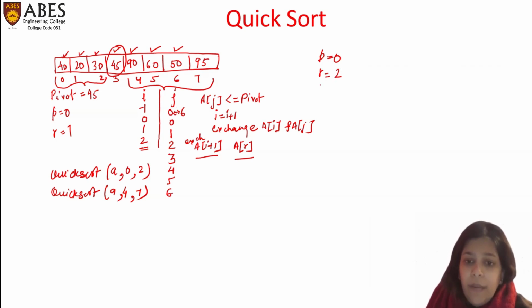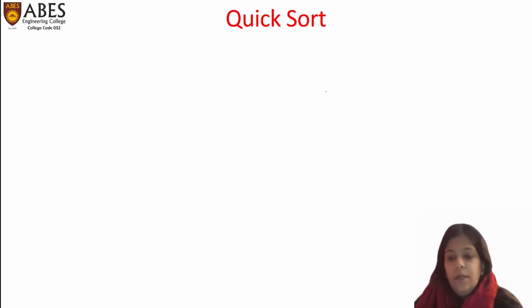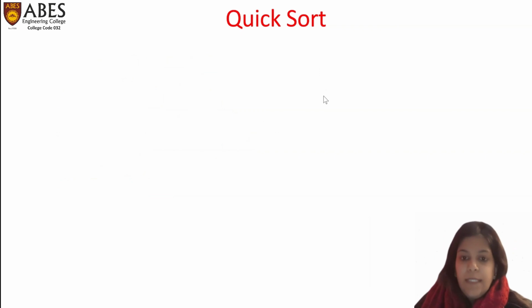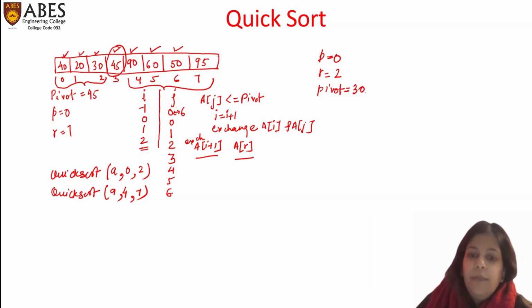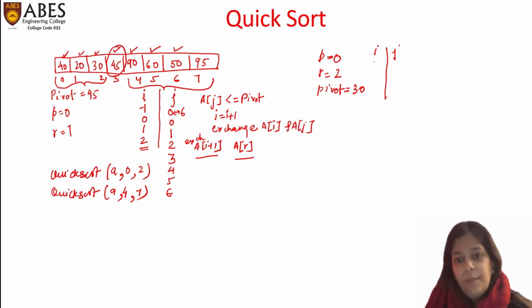And then again we have to select the pivot element, and as it was discussed, we are supposing the pivot element to be the last element. So the pivot element will have the value 30. Now again we have to set i and j. So i will be set to lower bound minus 1, that means it will be -1.